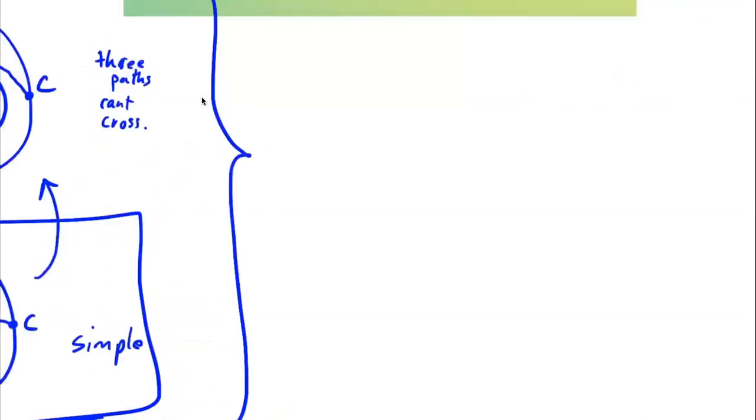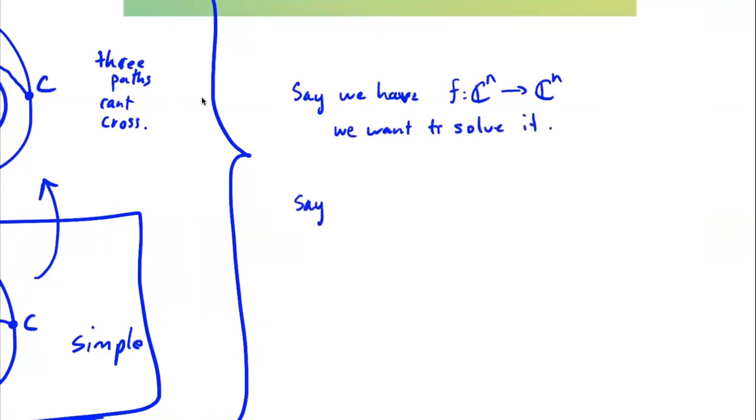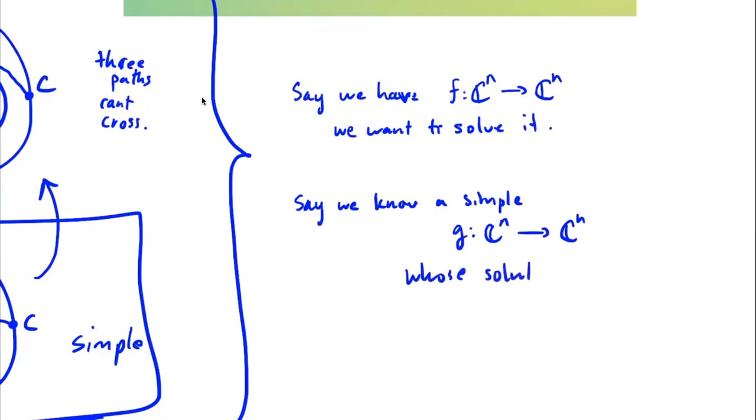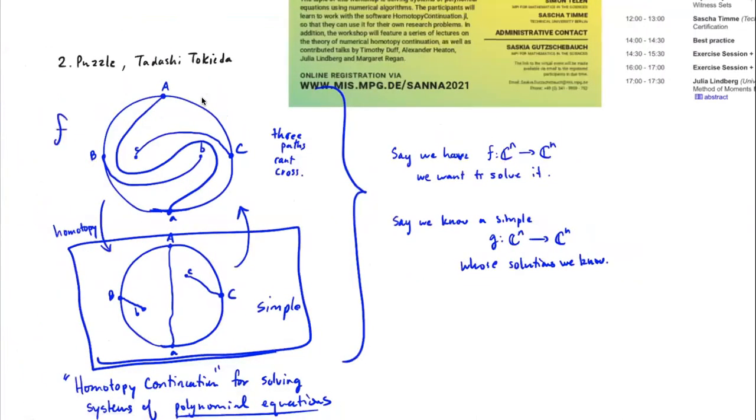Yeah. I think this is a nice puzzle and it could be used in many ways in our situation, but I was just sort of using it in terms of, maybe I'll make it more explicit. So say we have some polynomial system F that we want to solve. And then say we know a simple system that we can solve. We'll call it G, whose solutions we know. So in this situation, F is up here. It's the unknown thing that we couldn't solve at first. G is down here. It's the thing that we can solve.